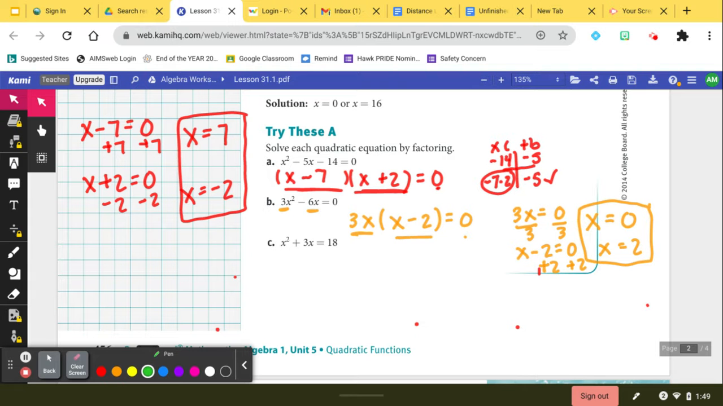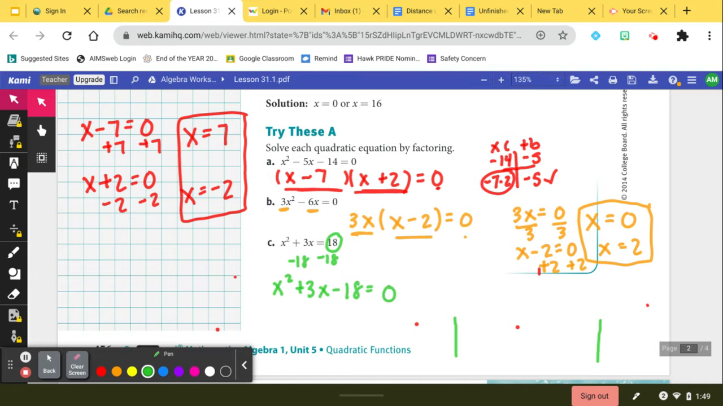Last one. So again, solving this one by factoring. When I am solving my quadratics, I'm looking for my x values when y is 0. So that means my equation needs to be set equal to 0. And right now this is set equal to 18. So in order to solve this, we would need to subtract 18 from both sides. So we get the quadratic x squared plus 3x minus 18 is equal to 0.